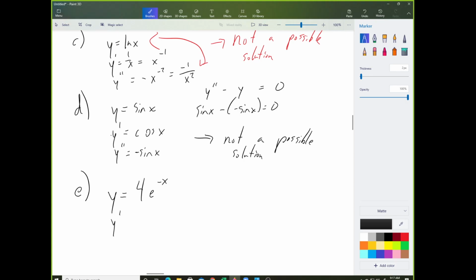If you're going to take the derivative of 4 times e to the negative x, remember it's going to be 4 times. With any exponential function, you just get it back again. And then you need to take the derivative of what's upstairs. So the derivative of negative x becomes negative 1. So in other words, I end up with negative 4 times e to the negative x.